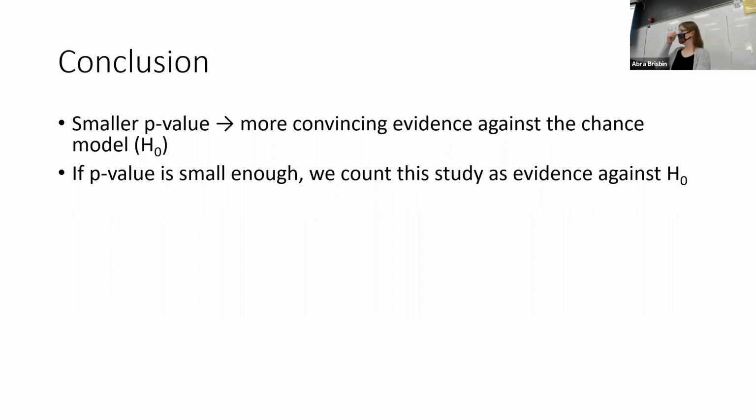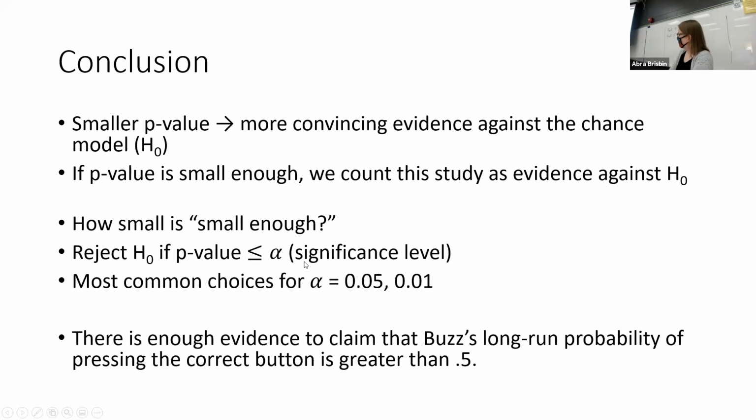So an important question here is, what counts as small enough? Common thresholds are, we'll reject the null hypothesis if the p-value is less than or equal to alpha, where alpha is known as the significance level. And the most common choices for alpha are 0.05 and 0.01.